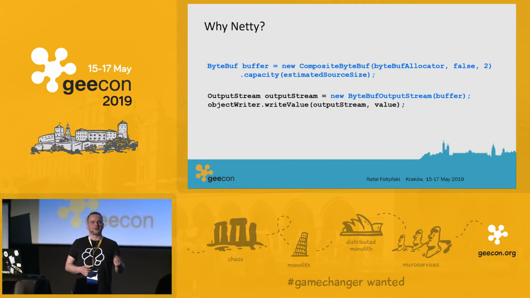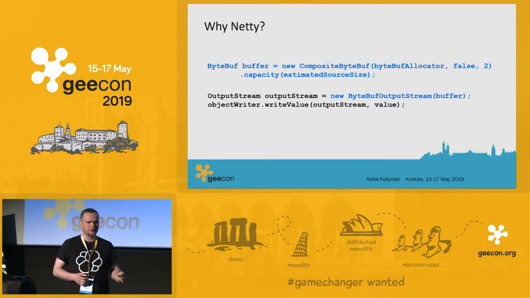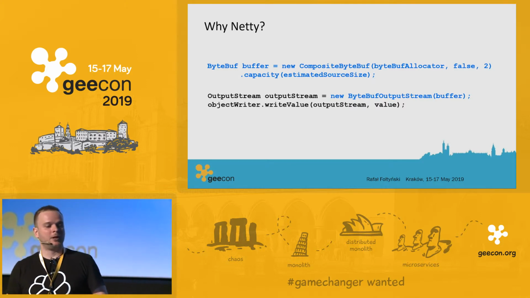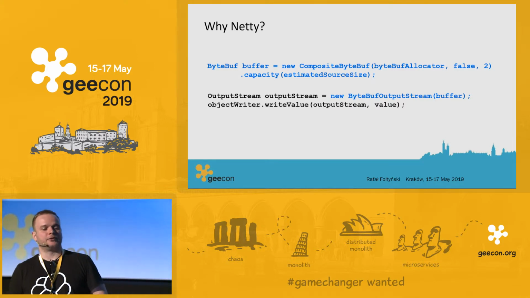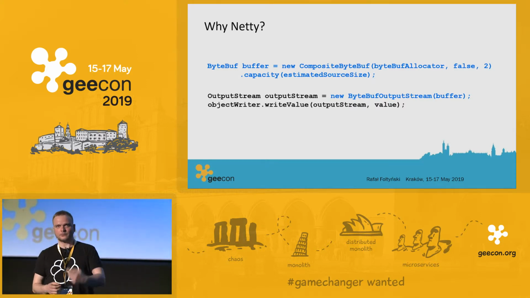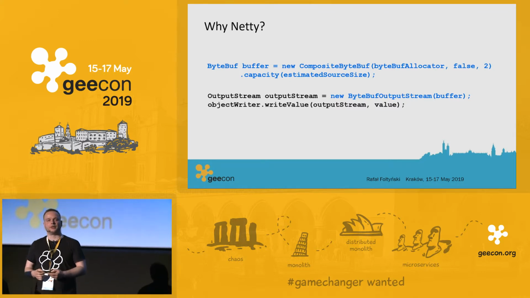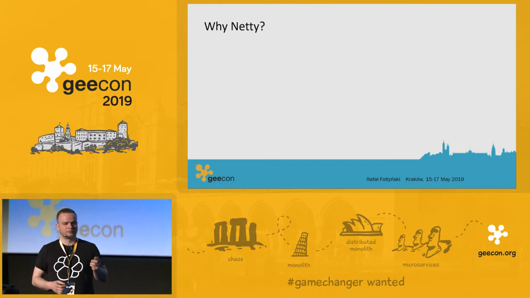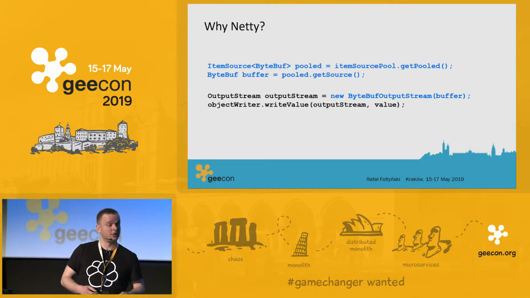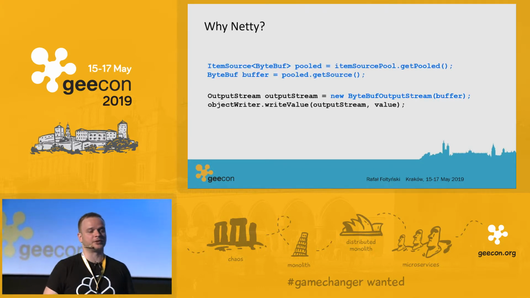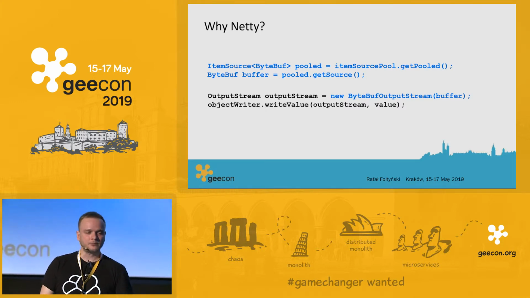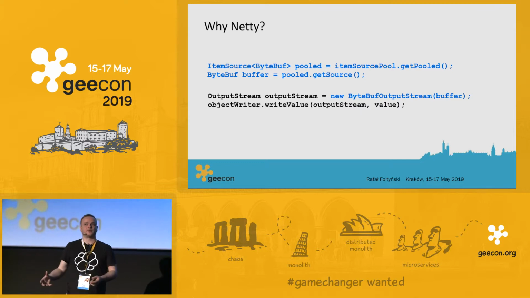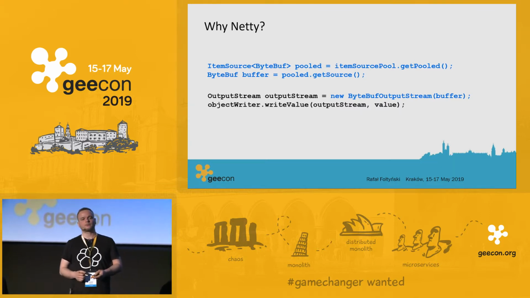So you can create your own buffer, your own composite byte buffer. You can wrap it in a byte buff output stream and use the Jackson writer to write your value directly into a buffer. You can also borrow this object, borrow your own object of your own API, which wraps the byte buffer, and do the same thing.